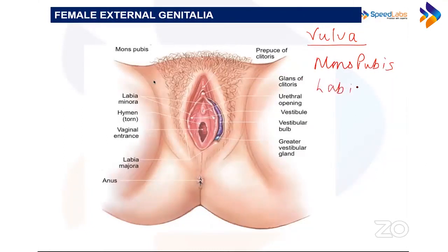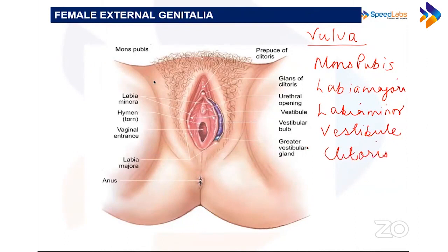labia majora. There is labia minora. You have the vestibule, and inside the vestibule you have various openings that I will tell you about, and some glands. Then you have the clitoris. So these are the important structures that are components of the vulva.